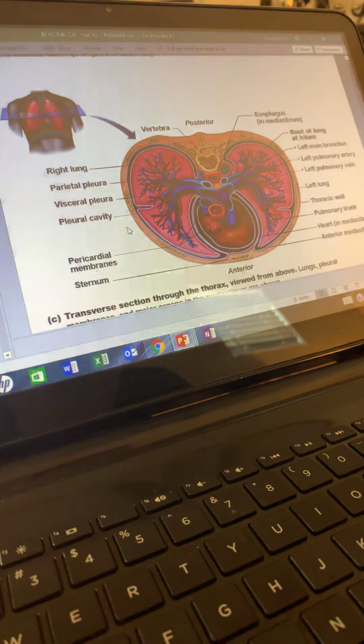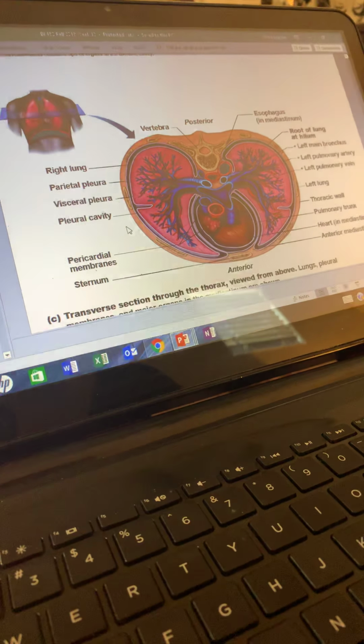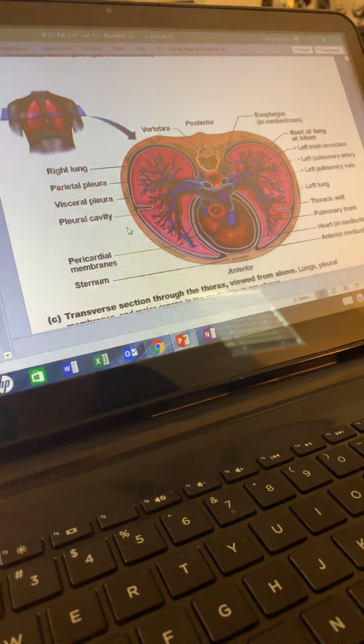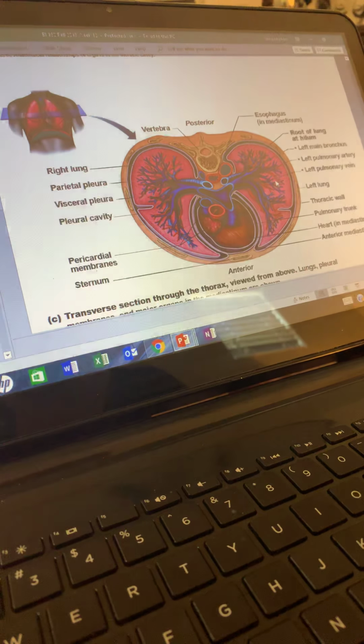Okay. This is a good one as well. This is a transverse section through the thorax. You can see all of the different tubes that go in and out. Again, take a look at this one. This is important. This is interesting because you can see the pericardial membranes as well as the pleural membranes on this one.